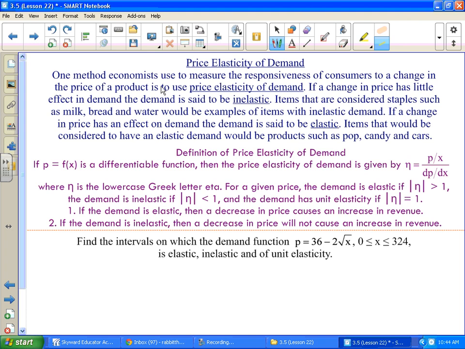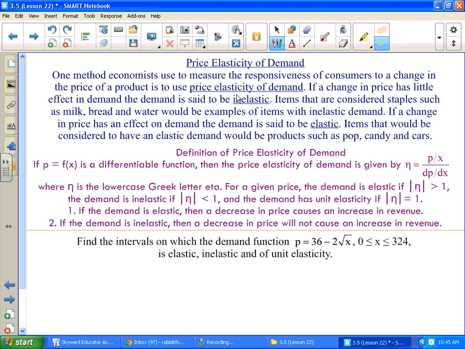Okay, one method economists use to measure the responsiveness of consumers to a change in the price of a model is to use price elasticity of demand. If a change in price has little effect in demand, the demand is said to be inelastic. So let's think about this. If I change the price of diapers, am I not going to buy diapers? No, I have to buy diapers. If I don't buy diapers, yeah, it's like a necessity.